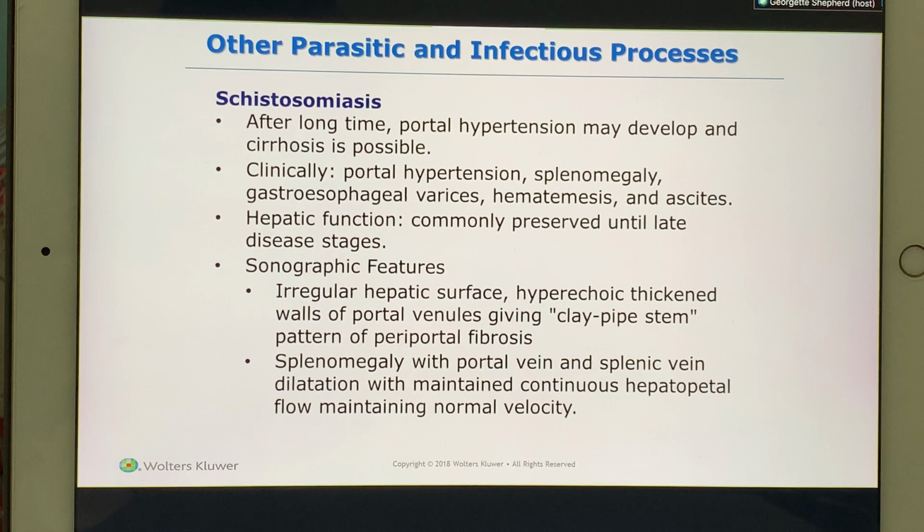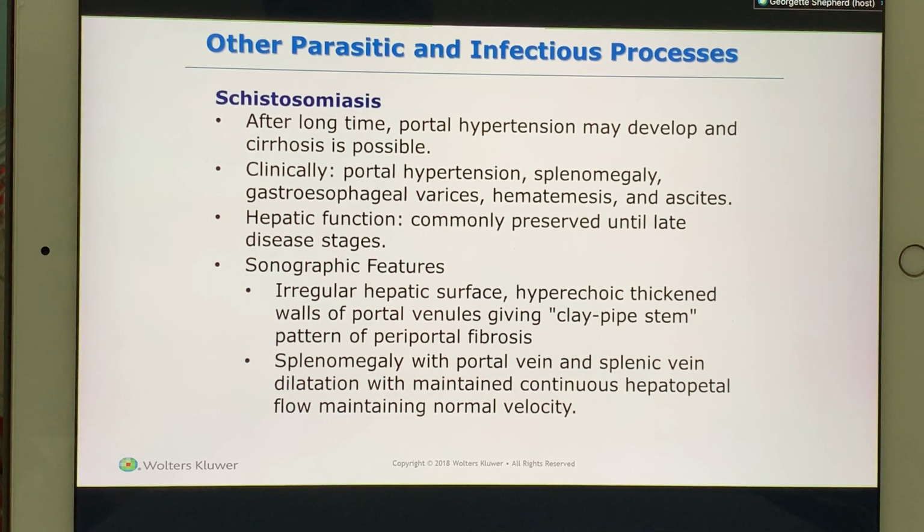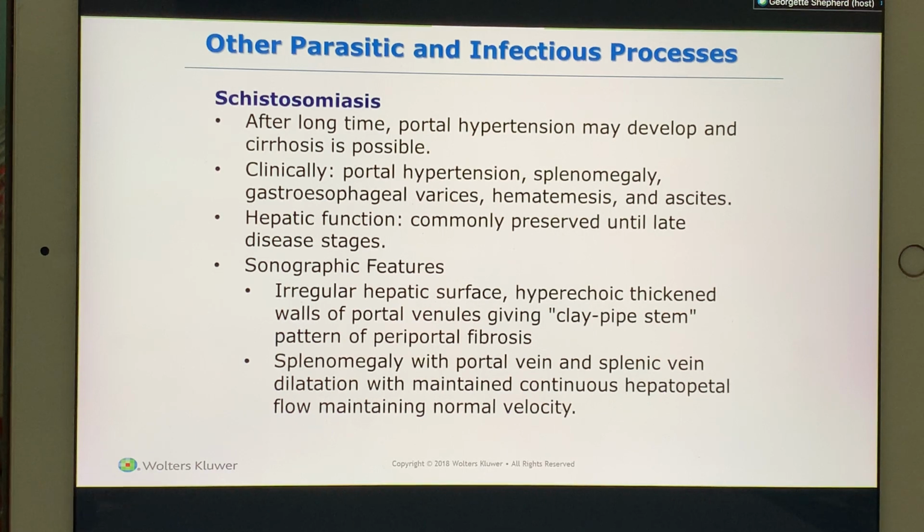The hepatic surfaces become thick. The portal vein becomes like a clay pipe stem, because it becomes less pliable as it turns fibrotic. And splenomegaly will be there. You could have hepatopetal flow until the portal vein becomes so fibrotic that you can no longer get blood into the liver, and then you'll have hepatofugal flow.